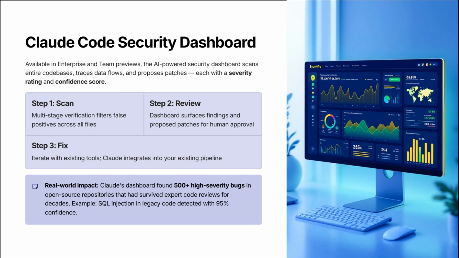After the review, the next step is fixing. Here, you iterate with your existing tools. The great thing is Claude integrates seamlessly into your existing pipeline, making the process smooth and efficient. To give an idea of the real-world impact, Claude's dashboard has found over 500 high-severity bugs in open-source repositories. These bugs had survived expert code reviews for decades. As an example, an injection in legacy code was detected with 95% confidence.